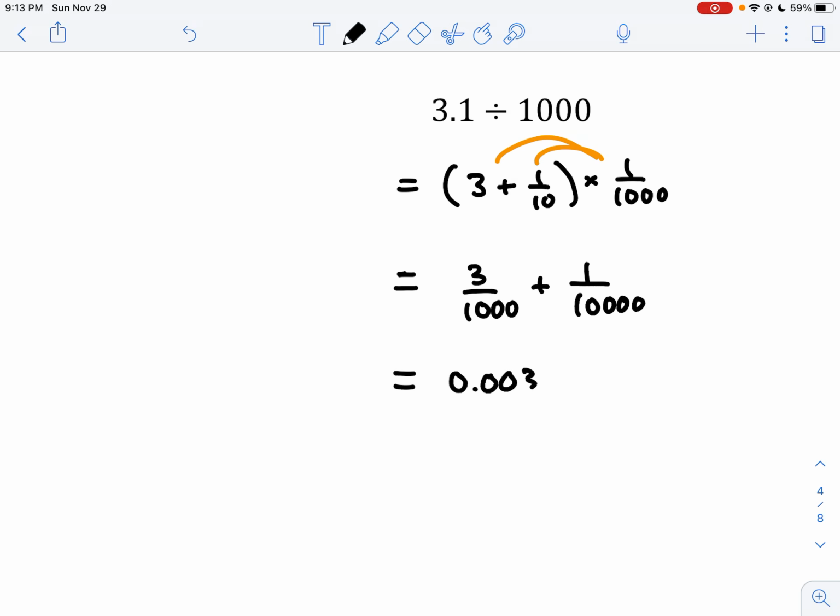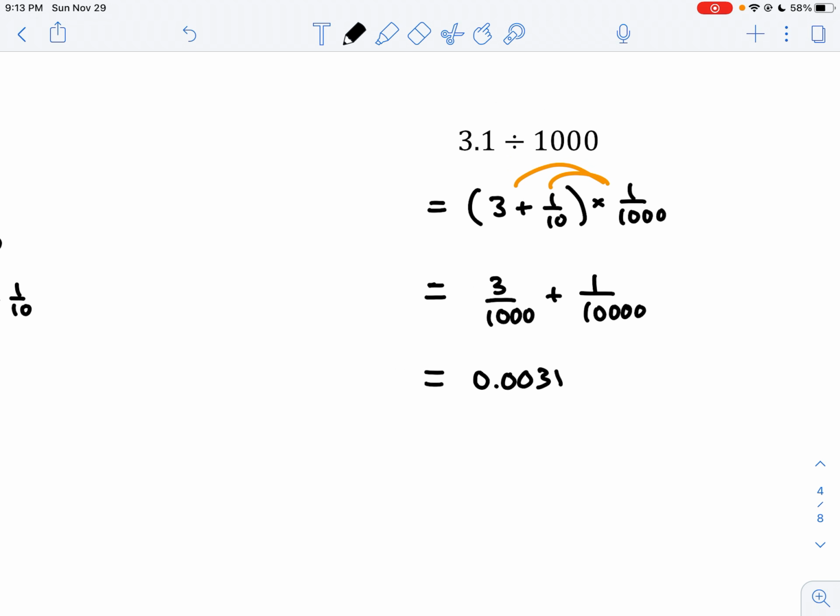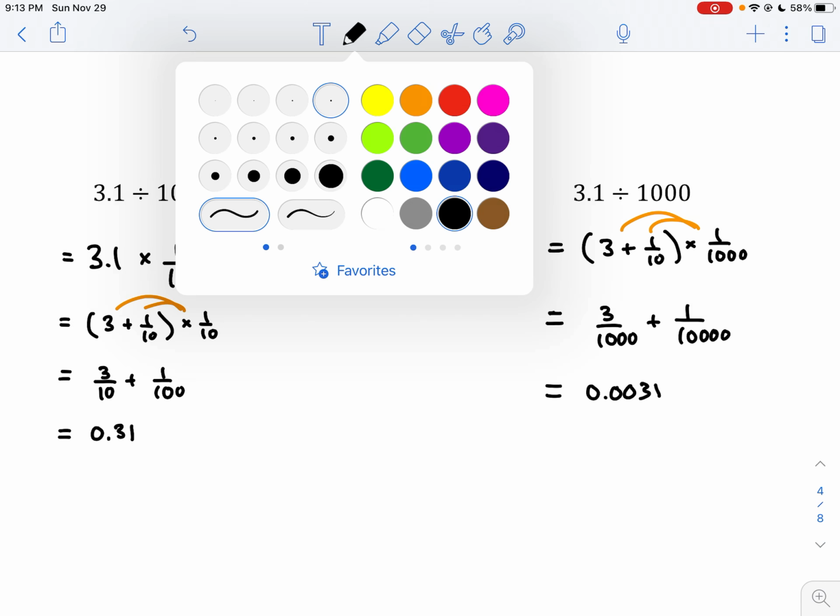And 3,000ths is 0.003. That's 3,000ths. And add to that 1/10,000ths. Just put a 1 next to the 3 there. And so we have 0.0031.